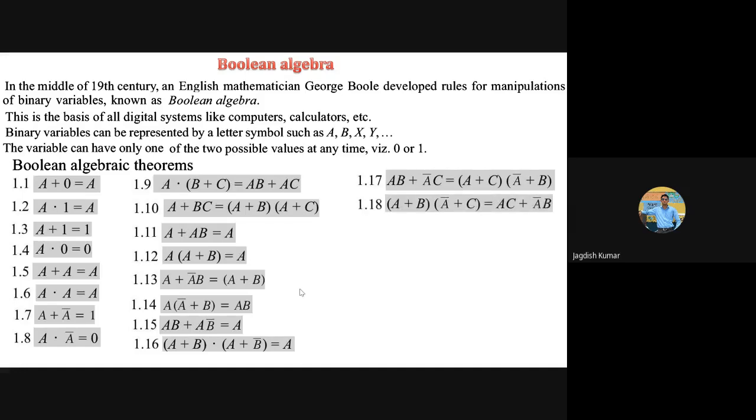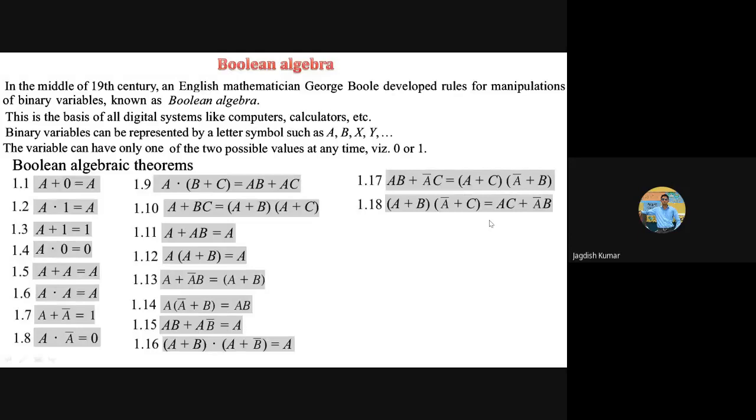What will be the corresponding theorem with the OR expression replacing the AND expression? So this will be A or B and A complement or C is equal to A and C or A complement and B. So that's another theorem.